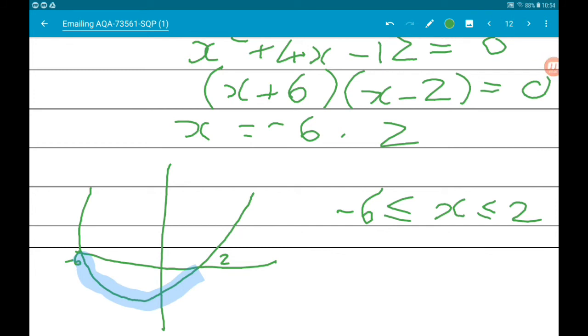So given that this was sort of a proof question, you would want to finish the question with a statement, something along the lines of, for values of x between minus 6 and 2, the gradient of f of x is less than or equal to the gradient of g of x. So Chris is wrong. Something like that to finish off. Cool.